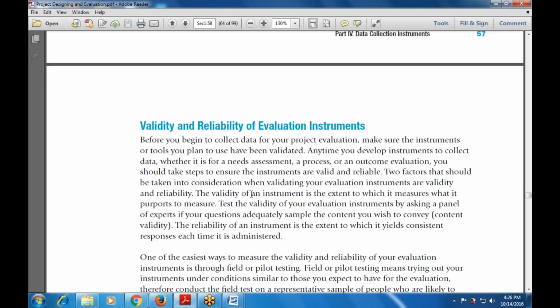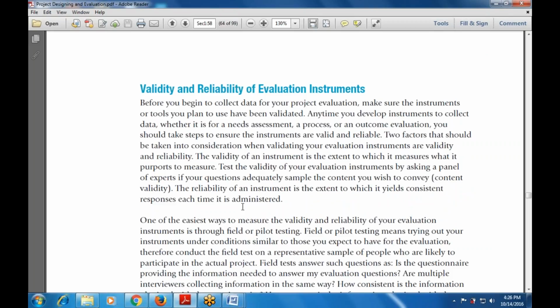One of the easier ways to measure the reliability and validity of your evaluation instrument is through field or pilot testing. That means trying out your instrument under conditions similar to those we expect to have for the evaluation. Therefore, conduct the field test with representatives likely to participate in the actual project, using a sample test for validity and reliability.